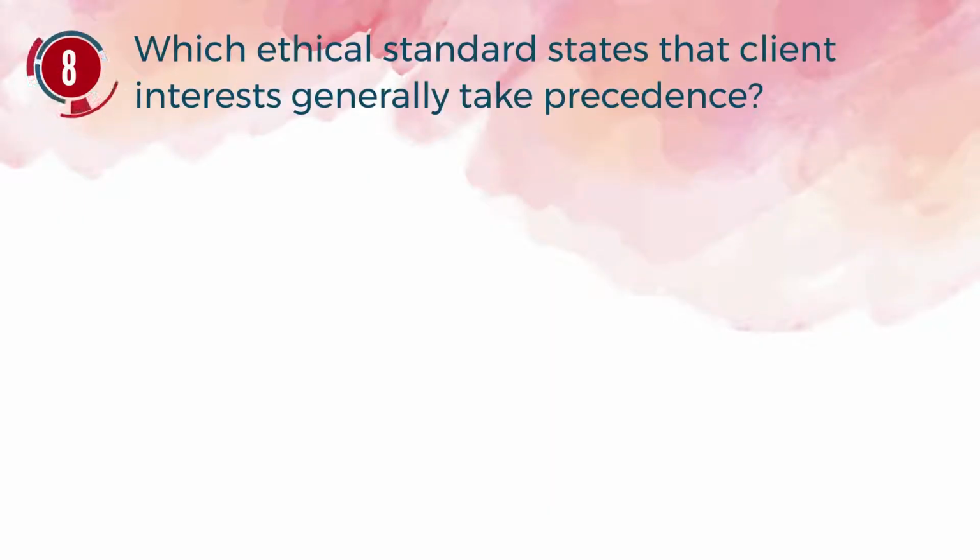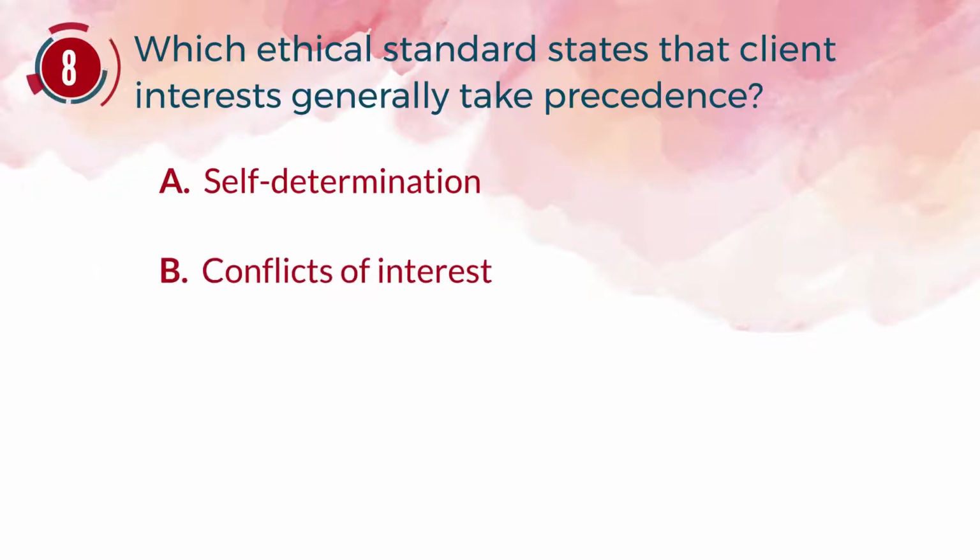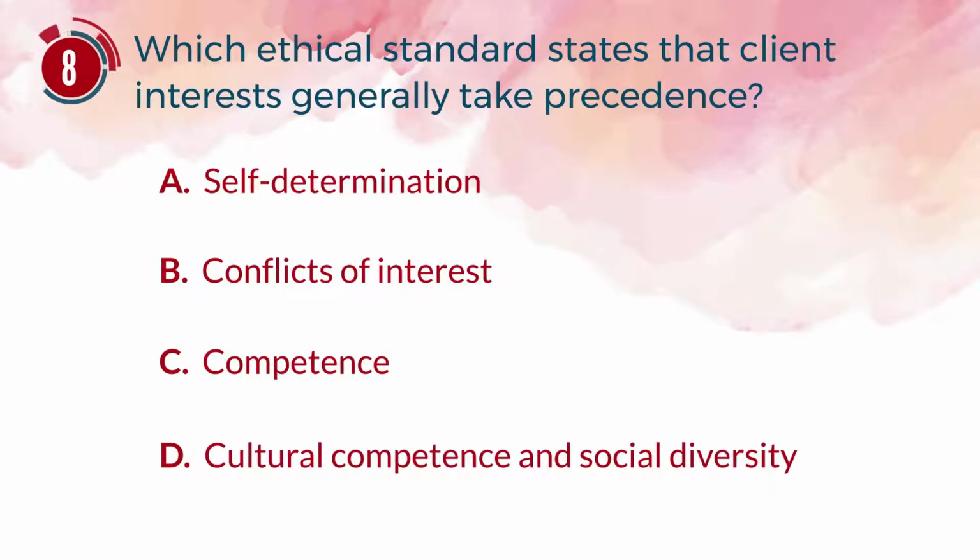Number 8. Which is the first standard area in the NASW Code of Ethics? A. Self-determination. B. Conflicts of interest. C. Competence. D. Cultural competence and social diversity.